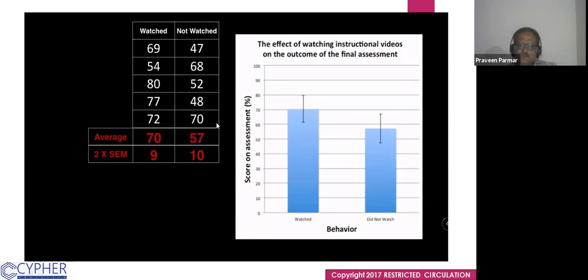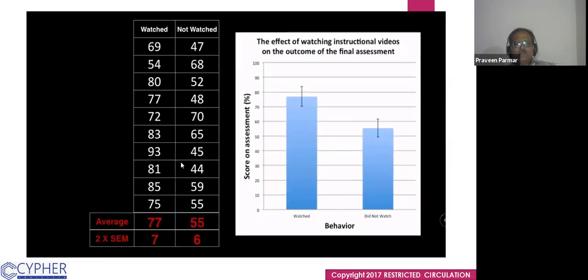If I again change the data points, then you see the mean is approximately near about, not much change. But the SEM has changed now. You will see it is now less than previous. That was 9 and 10, now it is 7 and 6.